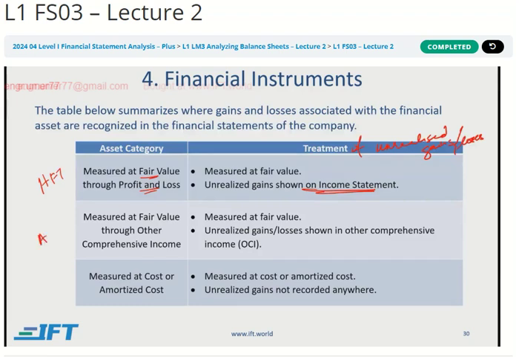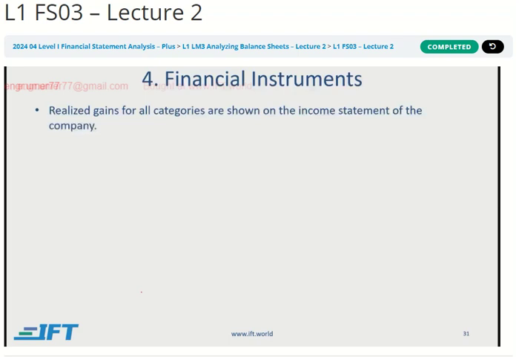For your available for sale, called measured at fair value through other comprehensive income, the unrealized gains and losses are shown in the OCI. And your held till maturity, also called measured at cost or amortized cost, as far as IFRS is concerned, they are not recorded. The unrealized gains and losses are not recorded anywhere, right?